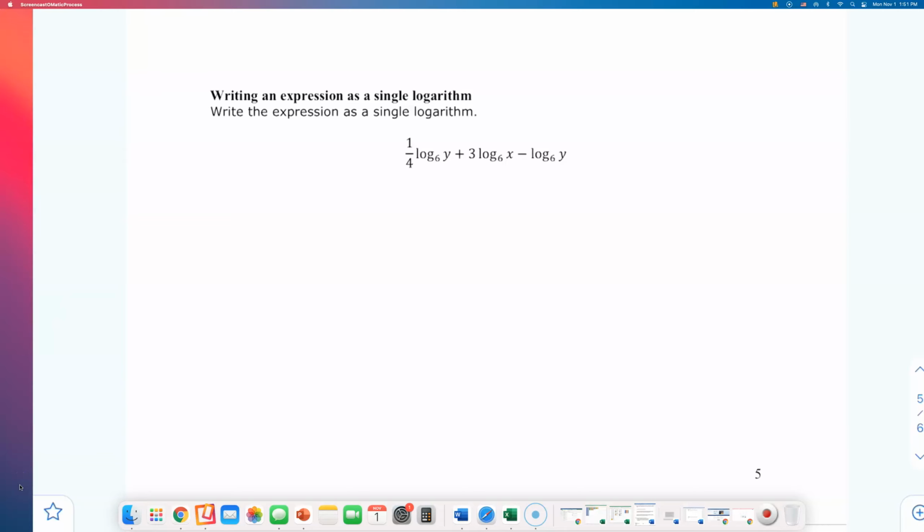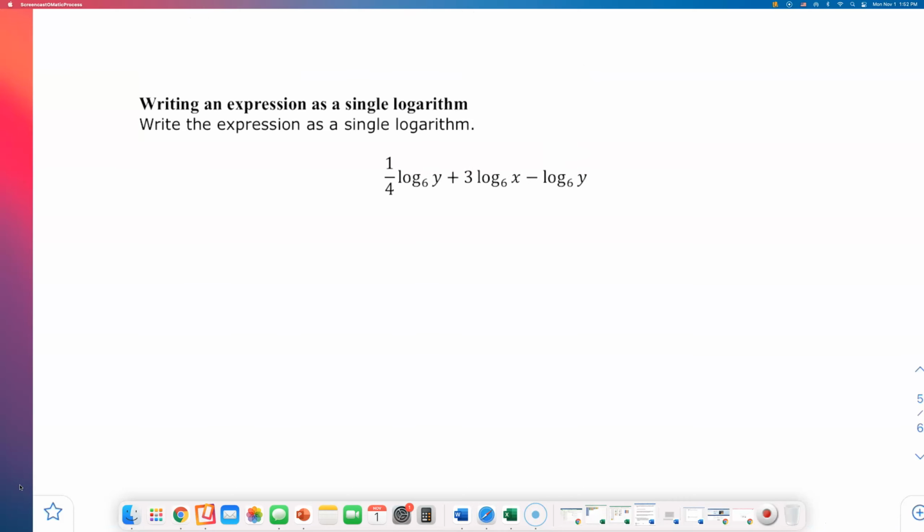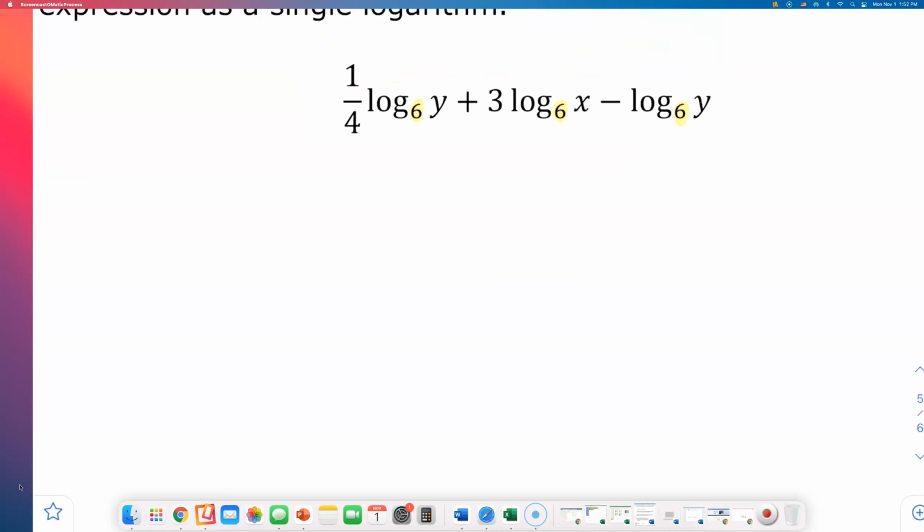This time we're writing an expression as a single logarithm. This is Alex's homework topic, writing an expression as a single log. In this example, I have three separate logs, but what I'm liking is that all of their bases are 6, 6, and 6. They are the same. So that means I can combine these and write this as a single log of base 6. So this is the first step.